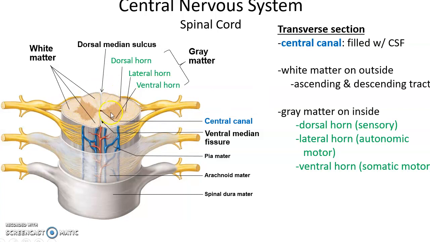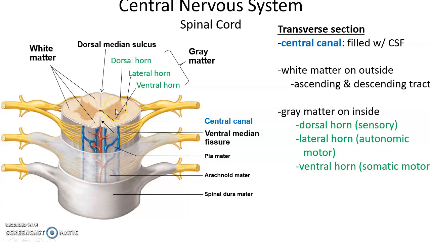If you look at a transverse section of the spinal cord, you see that there's white matter on the outside, gray matter on the inside. There's a space or fissure in the front called the ventral median fissure, a space or fissure in the back called the dorsal median sulcus. The spinal cord looks kind of like it has a right and left side.